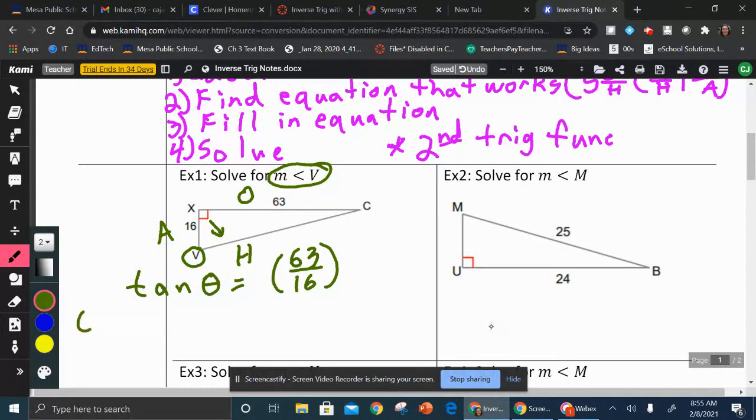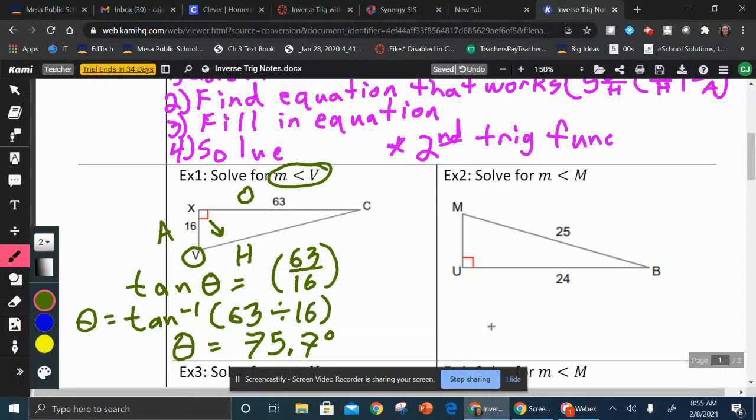So theta is going to be equal to inverse tangent of 63 divided by 16. We're going to round to the tenths place, everybody. So theta is equal to 75.7 degrees.